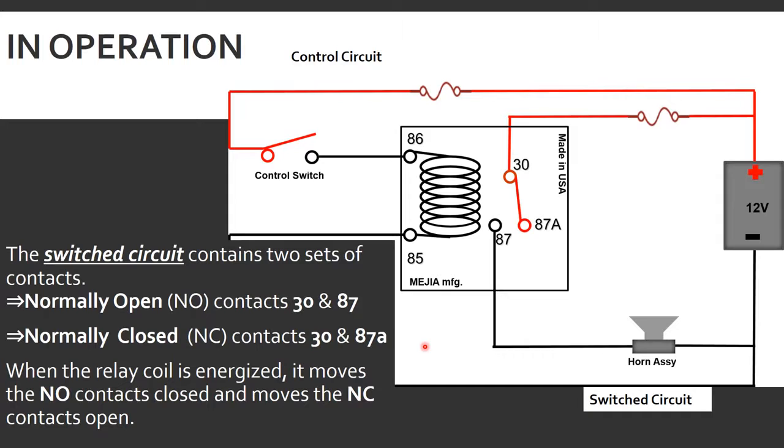The switch circuit contains two sets of contacts: a normally open set, terminals 30 and 87, and a normally closed set, terminals 30 and 87A. When the relay is energized, it moves the normally open contacts closed and the normally closed contacts open. And this is the changeover that we were talking about earlier. This is why it is called a changeover relay.